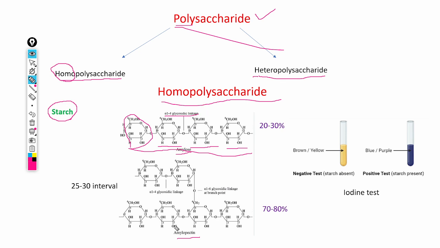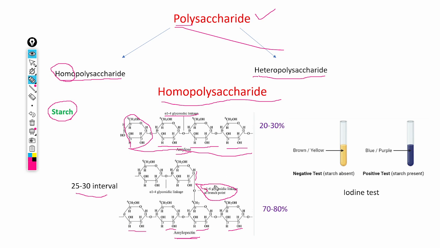And it has another component, called amylopectin. In amylopectin, it has the same structure. That means one glucose, another glucose, another glucose, another glucose, joined by the alpha 1,4 glycosidic bond. But at an interval of 25 to 30 residues, it is joined again to the same structure, but here the bond is an alpha 1,6 glycosidic bond.